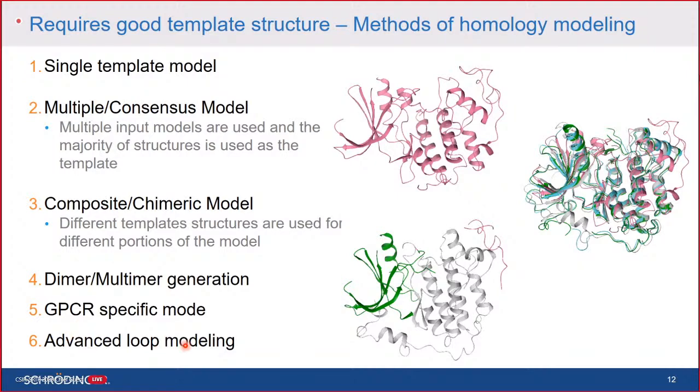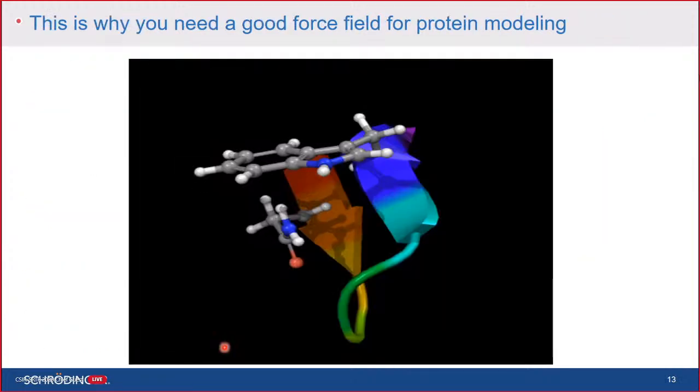Other than that, we have advanced loop modeling. It means you can build a model for loops starting from 5 amino acid residues to 20-30 amino acid residues long. You can build it ab initio. So these are the things one needs to consider whenever you are thinking of template based modeling. There are various options available with us, and we can use those options to build a reliable homology model.